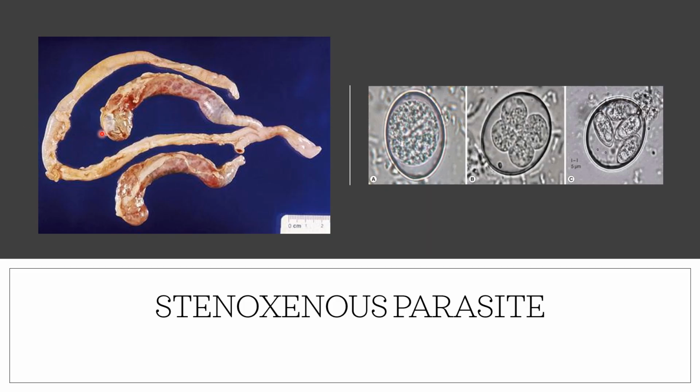Another is the stenoxenous parasite. A stenoxenous parasite is a parasite with a narrow host range. An example is the Eimeria tenella. It will only infect chickens. That is why it is a stenoxenous parasite. This diagram shows the predilection site of Eimeria tenella in the chicken digestive tract. It attacks mainly the cecum. And this is the oocyst of the Eimeria tenella.